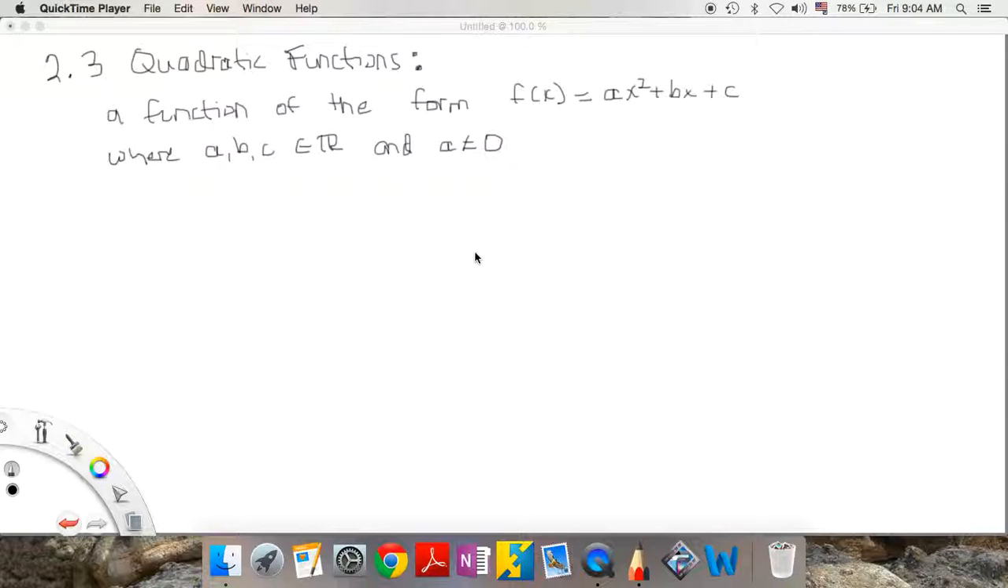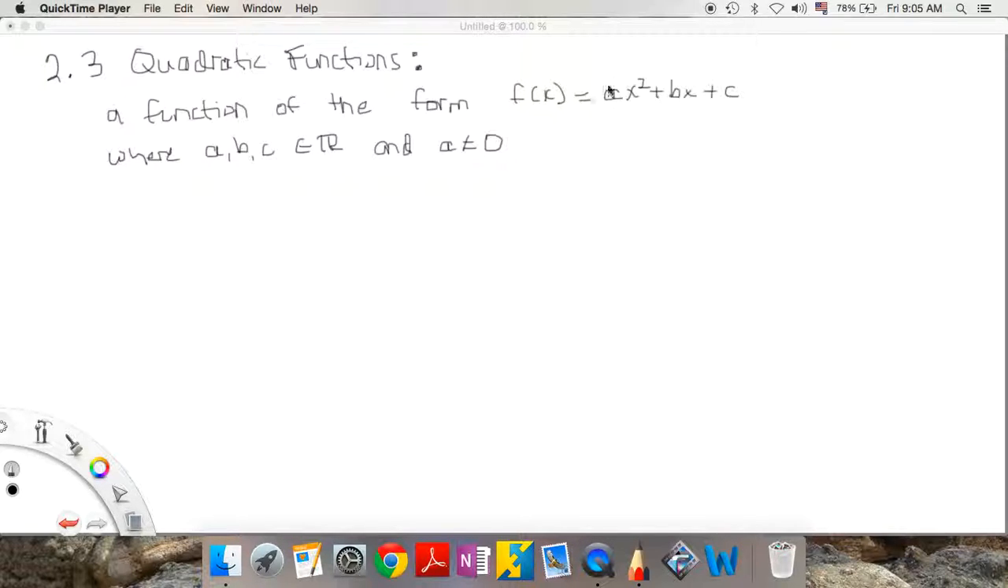Okay, today's section 2.3, quadratic functions. So we've talked about linear functions, which make lines, and now we're going to talk about quadratic functions, which make a picture called a parabola. Their form is ax squared plus bx plus c. And the biggest thing is your a can't be 0.